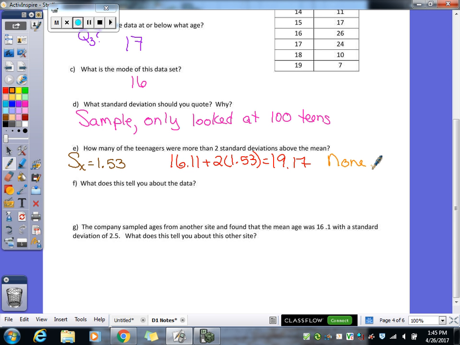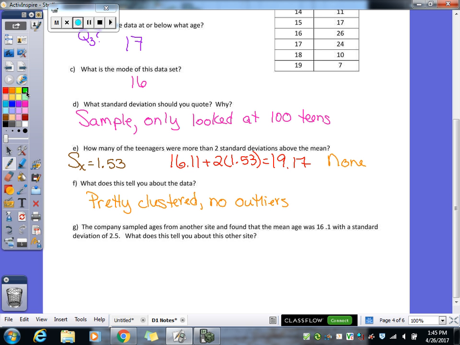So what does this tell you about the data? Since there's nothing higher than 2 standard deviations above the mean, this tells us that our data is pretty clustered together. We can also tell that there aren't any outliers. There's no outliers to this data. If you had somebody above 2 standard deviations above the mean, you would definitely have an outlier in there.